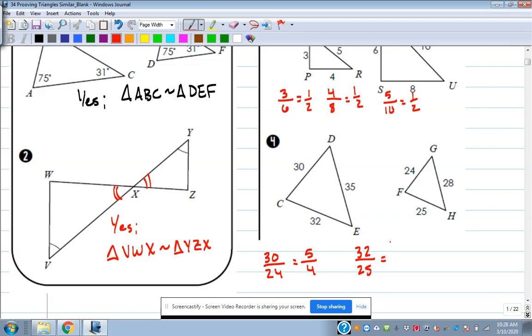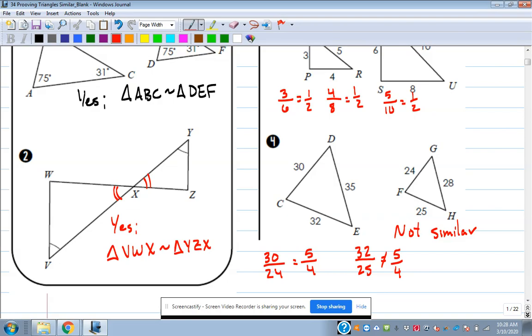But it doesn't reduce to be 5 over 4, right? So are these similar triangles? No, these are not similar, because that does not equal 5 over 4. Okay, I kind of threw one in there on us that wasn't similar because of the side stuff. You have to have that same ratio.